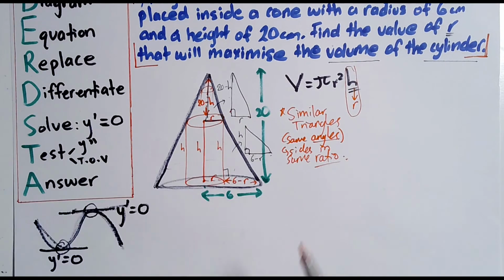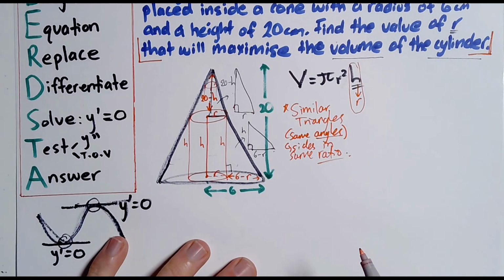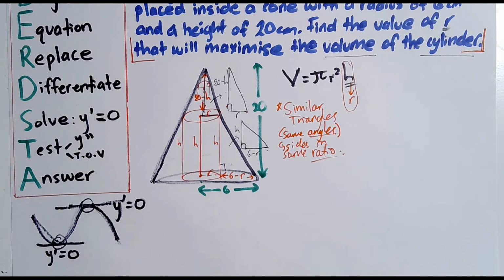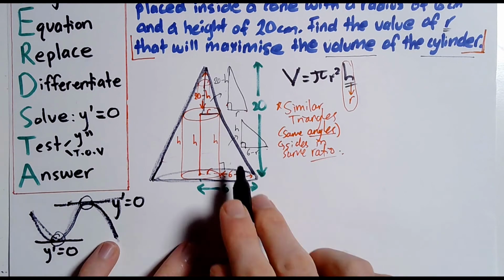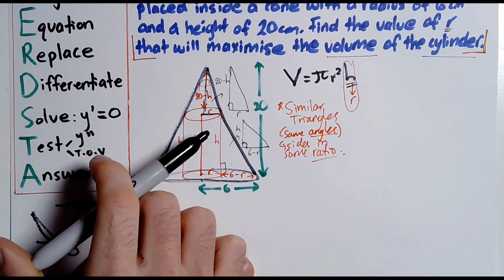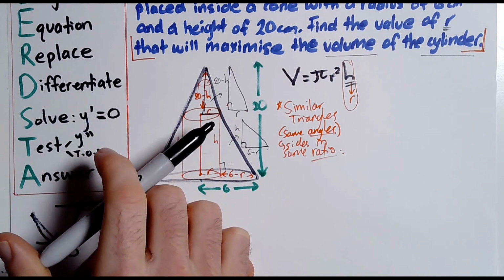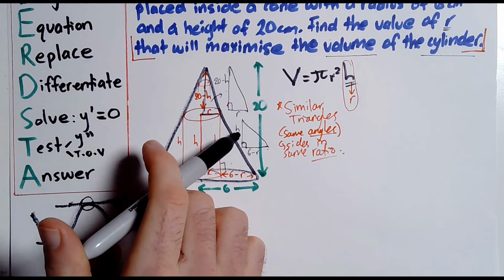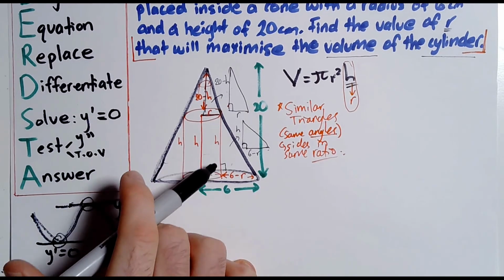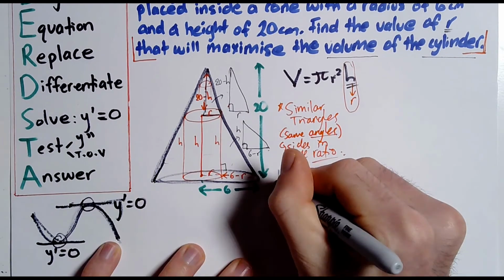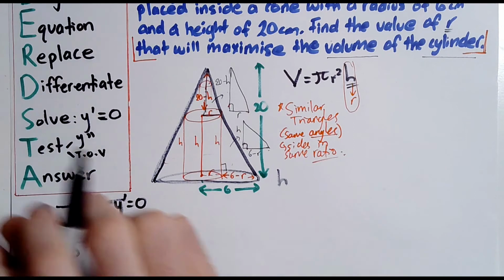Okay, so there should be a consistent ratio. They're in proportion, so we can actually write that out here. Let's start with this triangle up here, or we can start with this triangle here. See this side length here, h? See how this is h? We can write h.